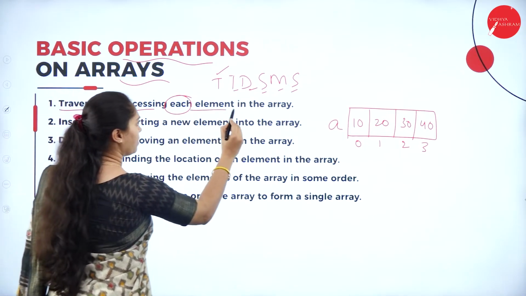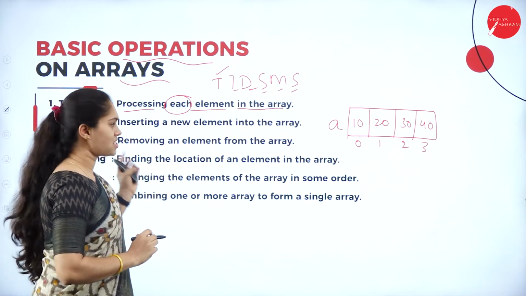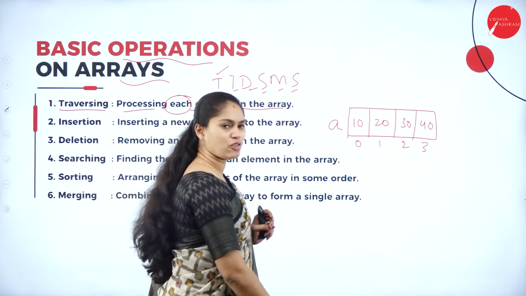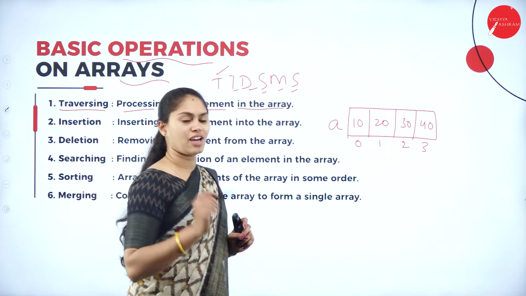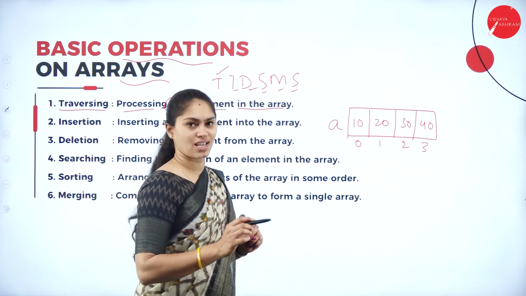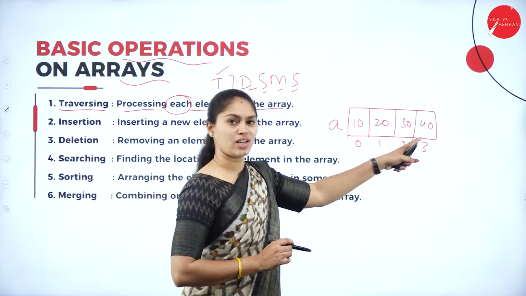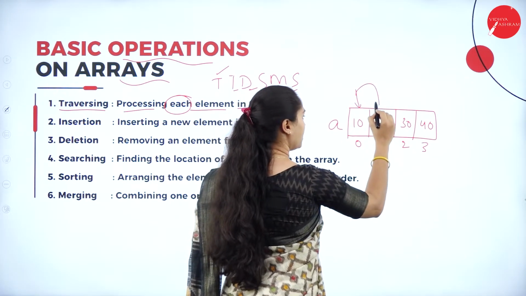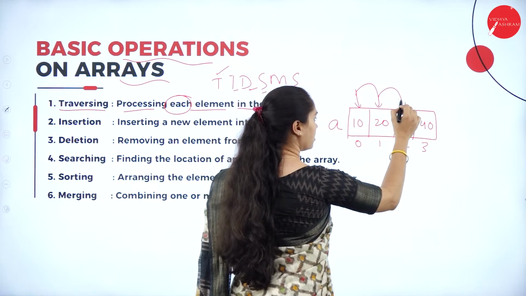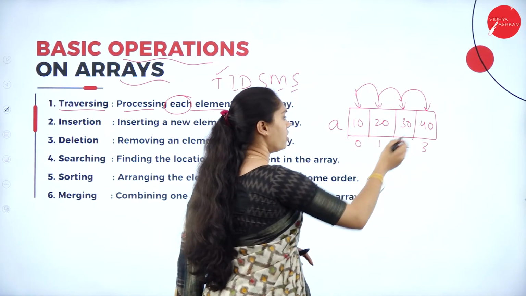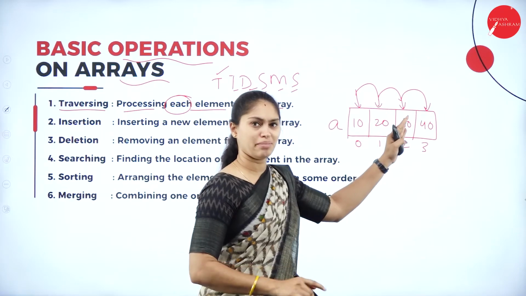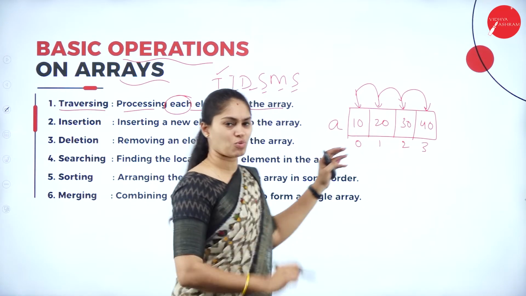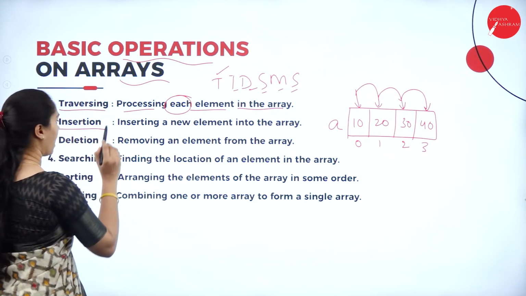So what do you mean by traversing? Processing each element in the array. That means visiting each element exactly once in order to perform some operation. Then we are going to call that traversing. For example, if I wanted to reach 40, then I need to start at 10, then jump to 20, then 30, then 40. So it is visiting each element exactly once to perform some operation. That is what traversing is.